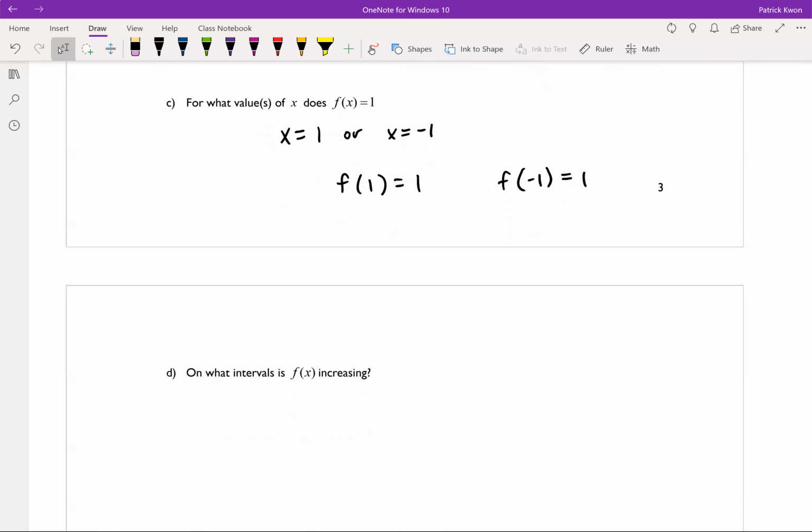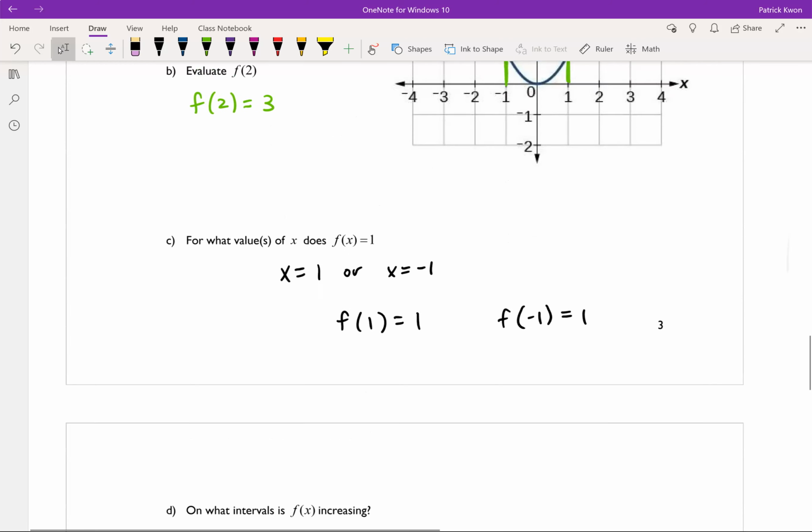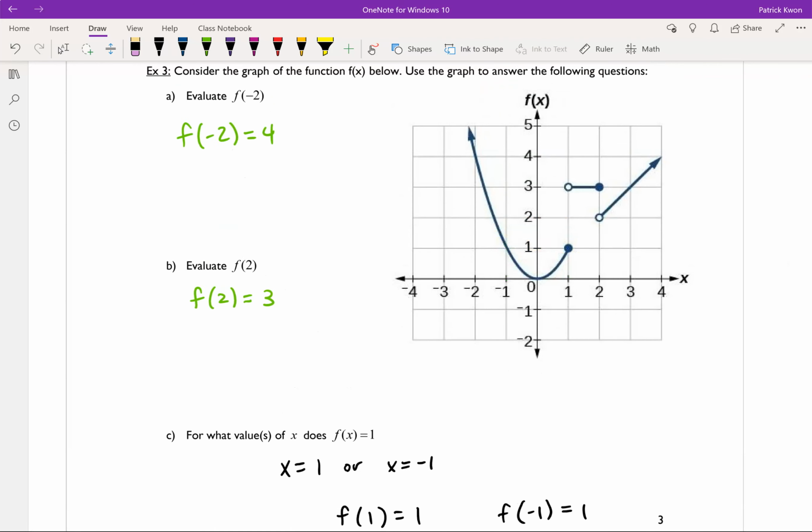Part D says, on what intervals is f of x increasing? Just like when you're reading a book, in math, when you're reading a graph, we read from left to right. And so it's probably pretty intuitive. A graph is increasing if we read from left to right and it's going upwards. So let me highlight on the graph the areas where the graph is increasing or going up. So it's happening on these locations.